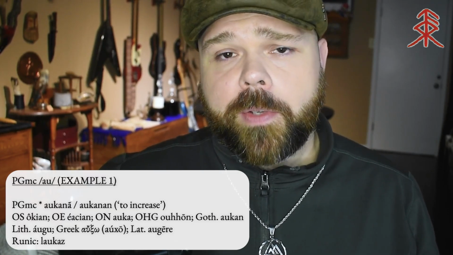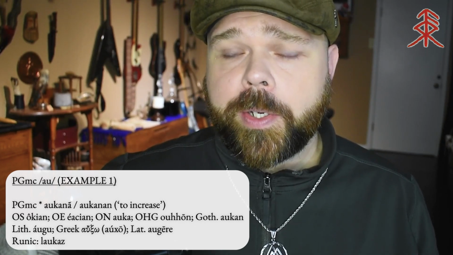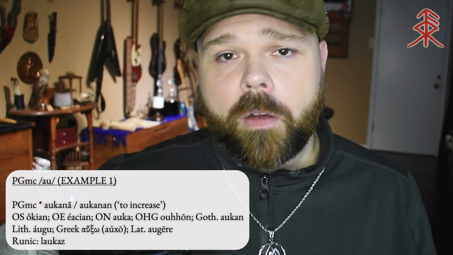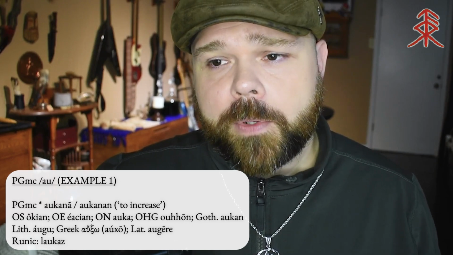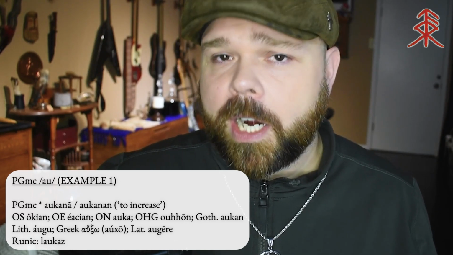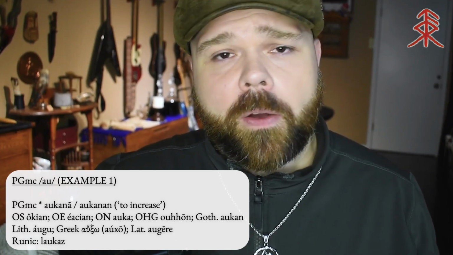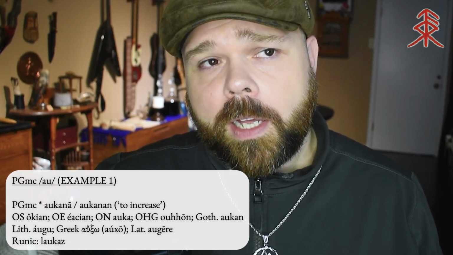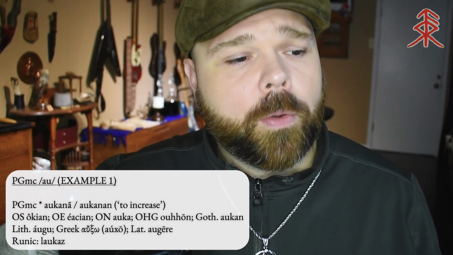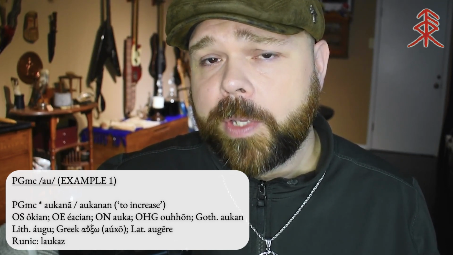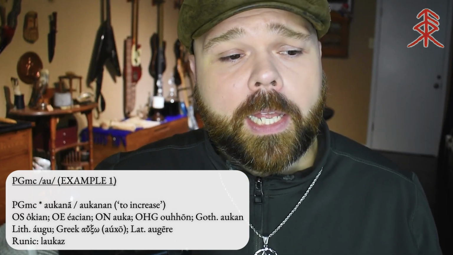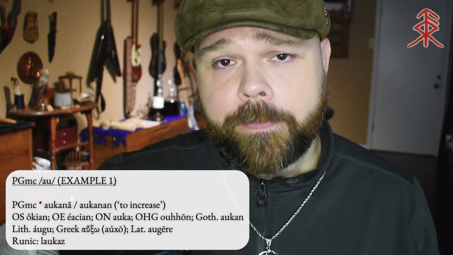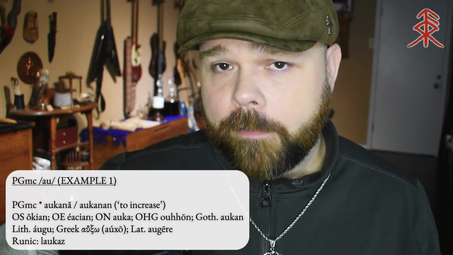All right, so let's get started with Proto-Germanic AU. The word I've provided here is a reconstruction for the verb to increase. It is either aukana or aukanan, depending on how you want to reconstruct that. Now, if we look at the data, we'll see that it's not as straightforward as the monophthongs, the single vowels. If it's aukana or aukanan, then it shows up as okian in Old Saxon, it is reflected in Old English as iecan, in Old Norse it's auka, Old High German is ouhhon, and Gothic is aukan.